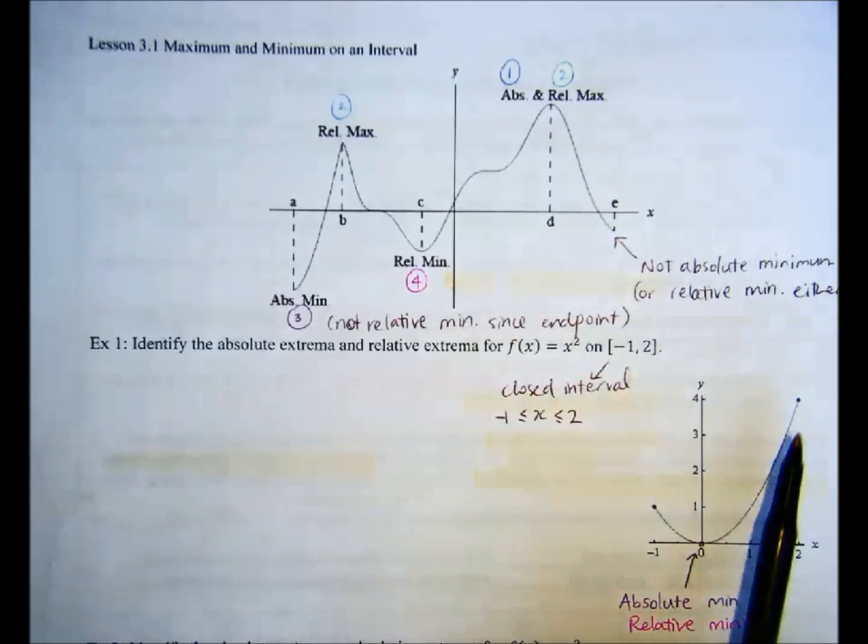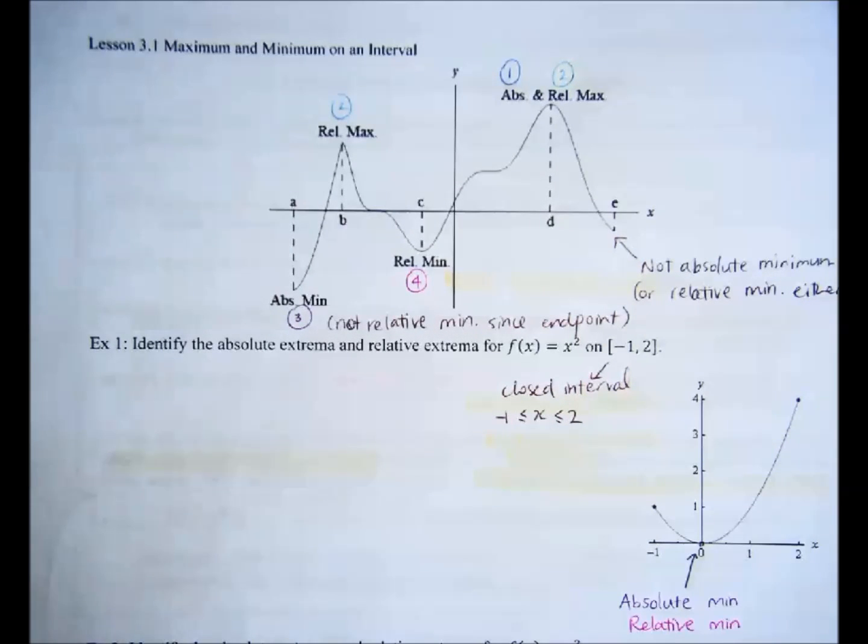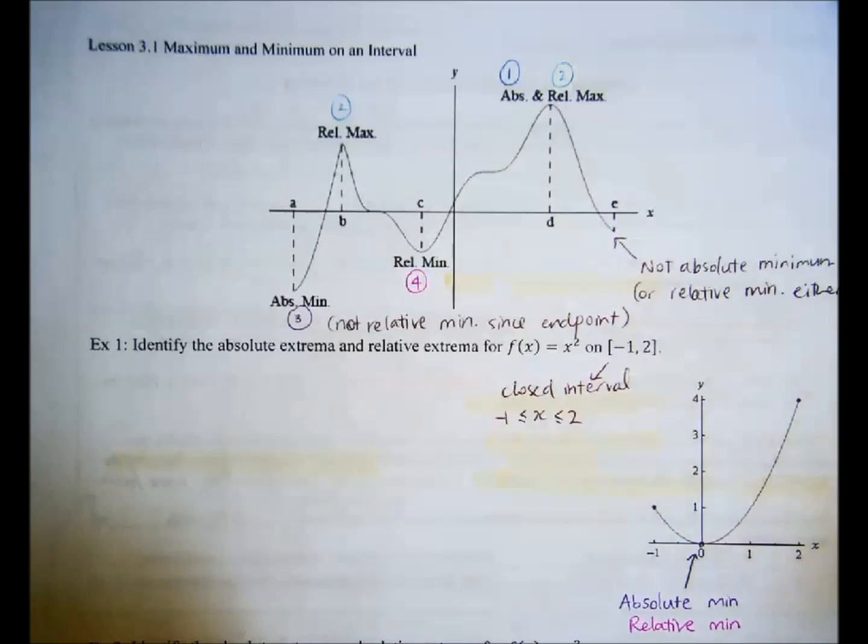We also have this point up here, which would be considered to be an absolute maximum point. However, it is not considered a relative maximum. It's because it's an endpoint. And remember, we said no relative extrema at endpoints.